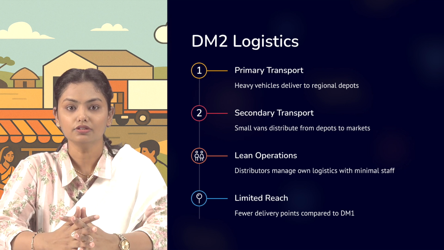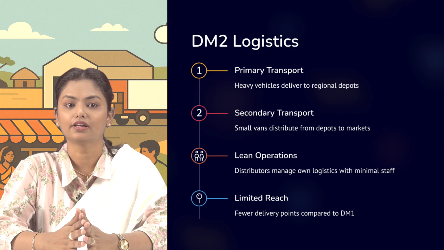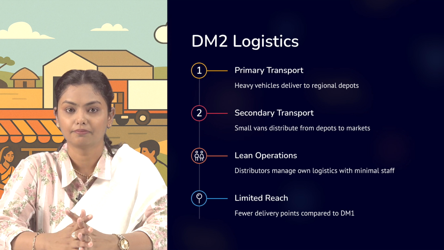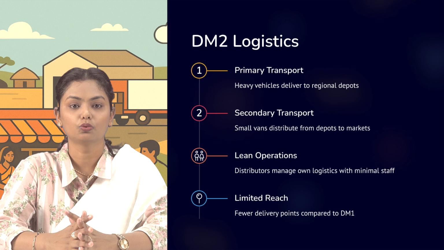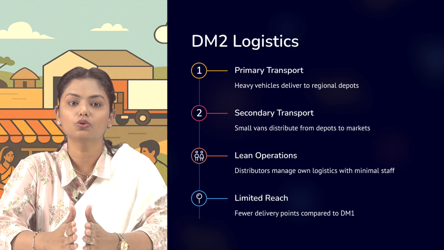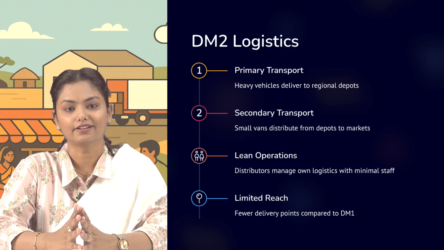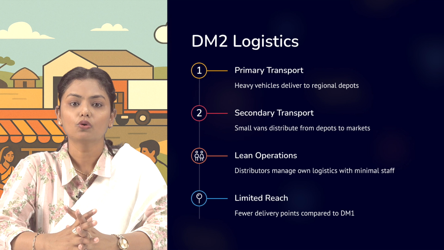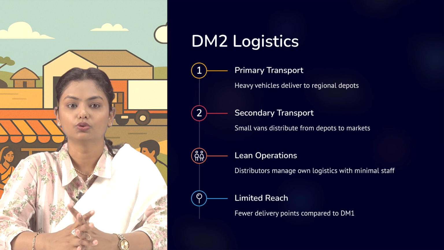DM2 distributors cover a larger area than those in DM1, but since there are no sub-distributors, it is hard to reach remote villages directly. So, wholesalers often help cover those areas.